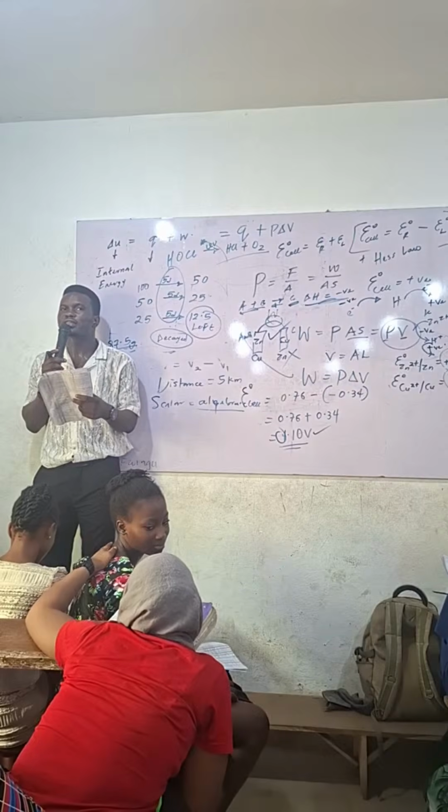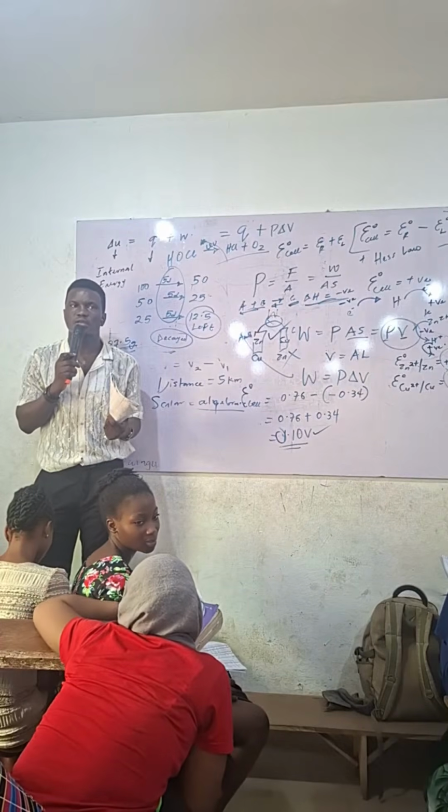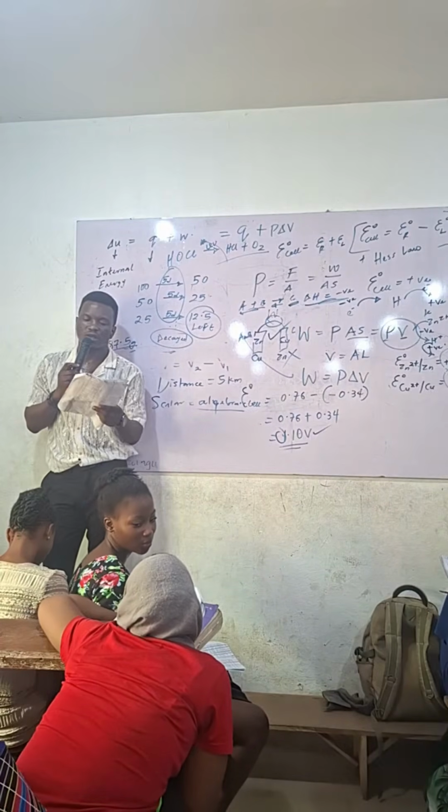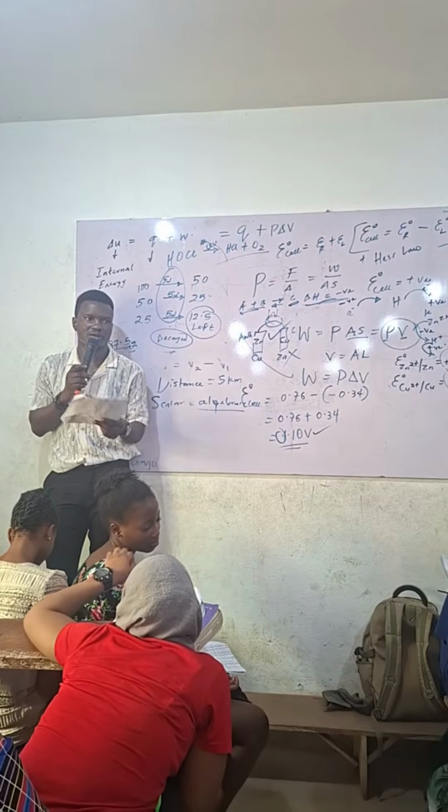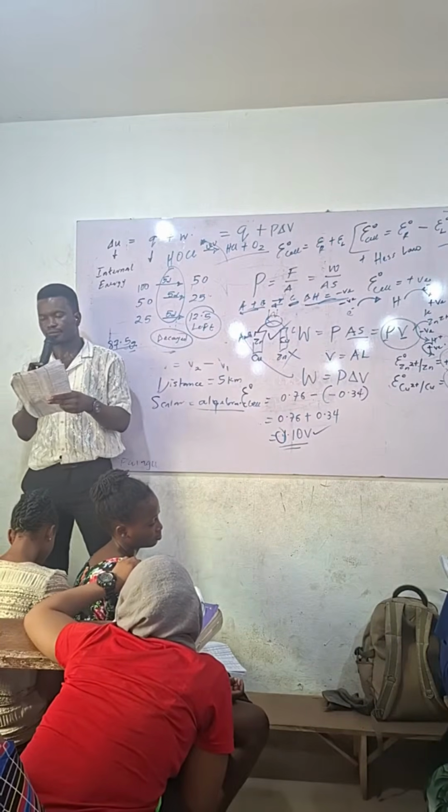So the answer is 3. That is third order, right? That is 2 plus 1, right? That's third order. 101.